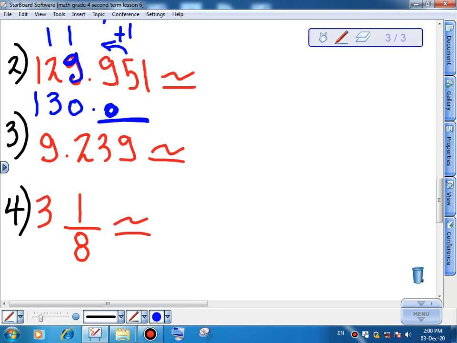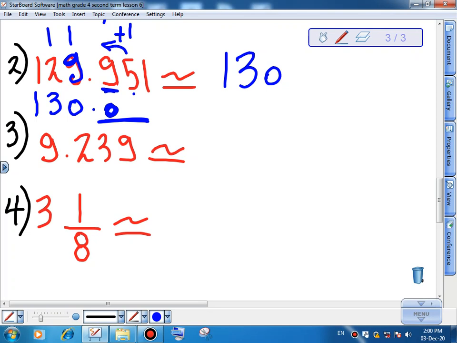So approximating this number to the nearest tenth, it will be 130. I know if I need to approximate this number to the nearest unit, it will be the same thing. To the nearest unit will be 130, and to the nearest tenth will also be 130. But remember, for the first one, to the nearest unit, we look at the tenth. But here, we look at the hundredth place.